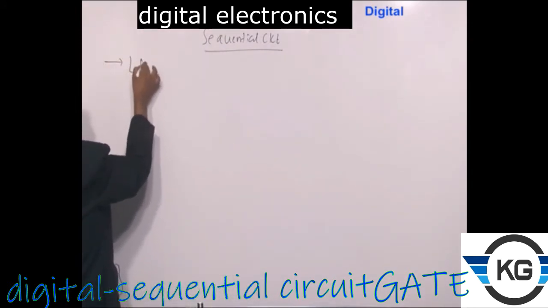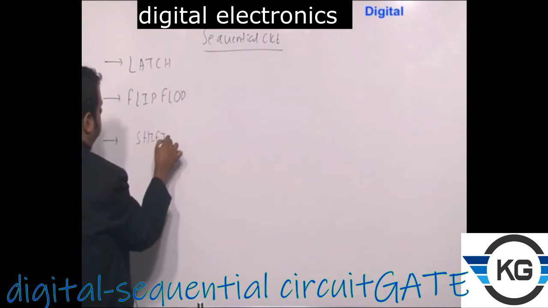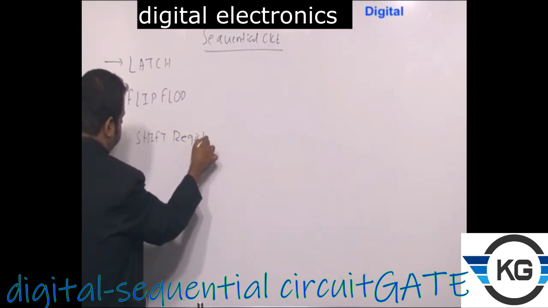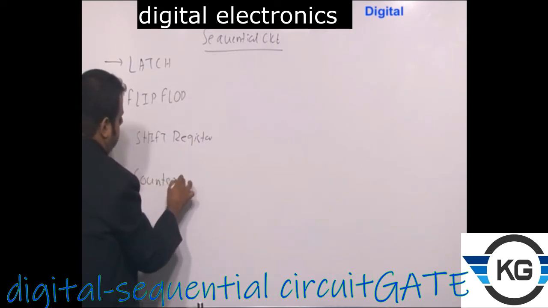What are the things we are going to study in this particular topic? Latch, flip-flop, shift register, and finally counters. These are the four subtopics we are going to study. We'll be taking almost around 9 hours to complete these 4 sections. Probably latch will be completed within 1 hour. Flip-flops, there are a lot of things. We'll see up to what extent we can go today.